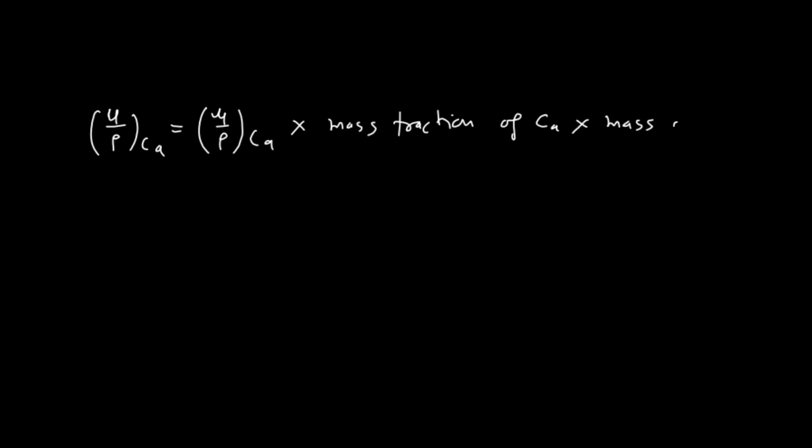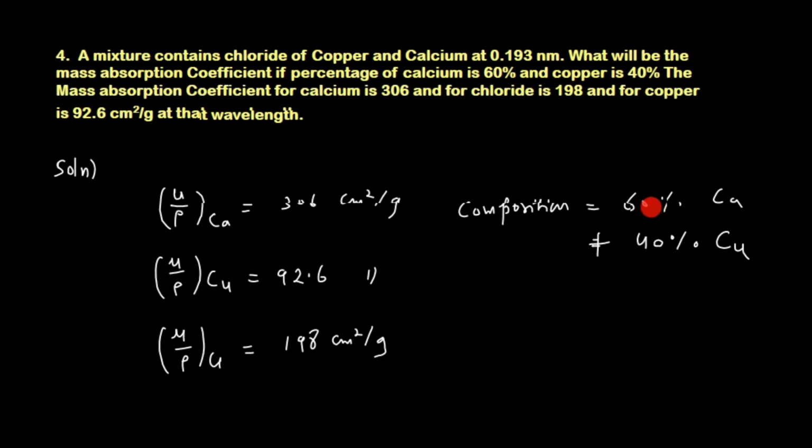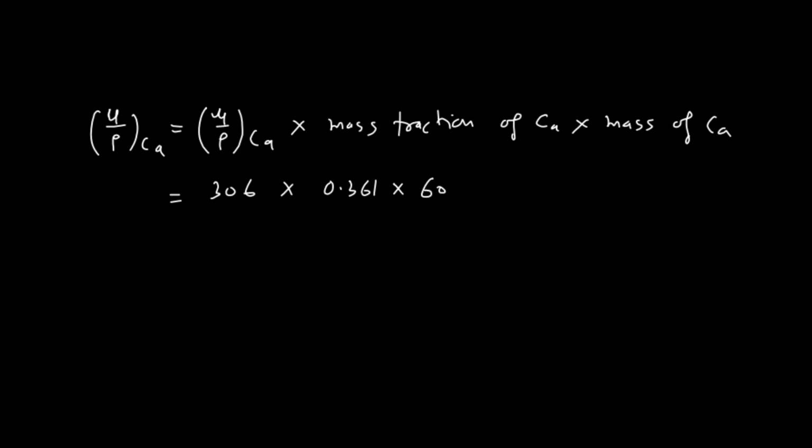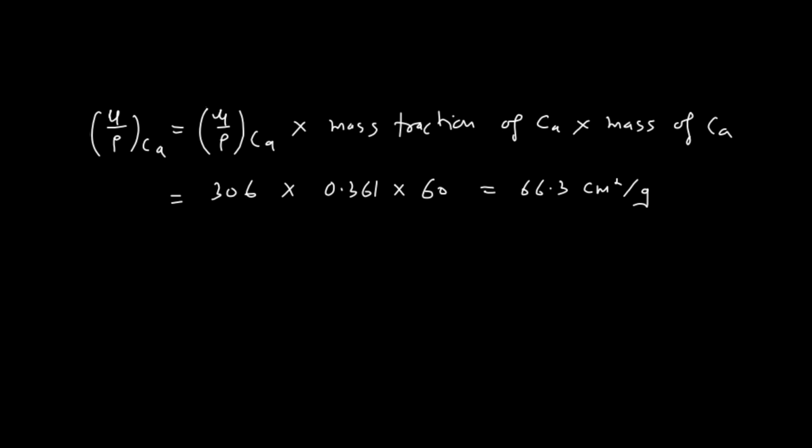Mu by rho, I'm calculating for calcium. This would be the mass absorption coefficient of calcium multiplied by the mass fraction of calcium, and by the percentage of calcium. This value is given, 306, the mass fraction you have calculated, 0.361, and the percentage is given in the question. It is 60%, and copper is 40%. If you solve this, it will give you 66.3 centimeter square per gram.